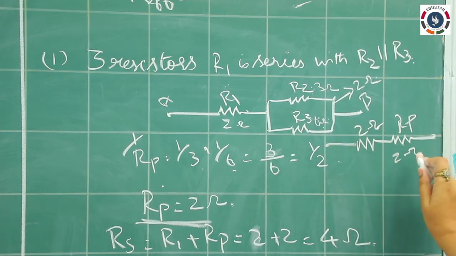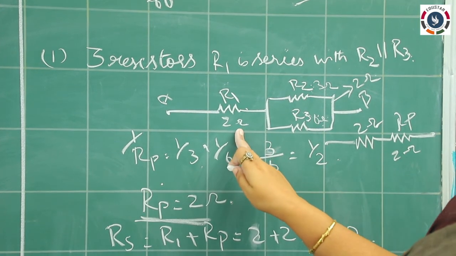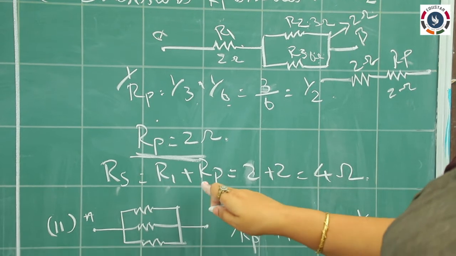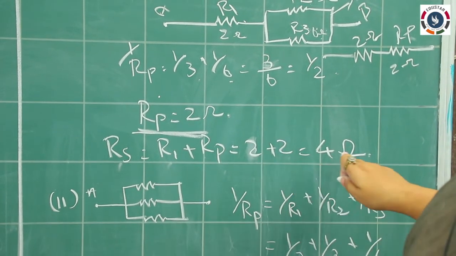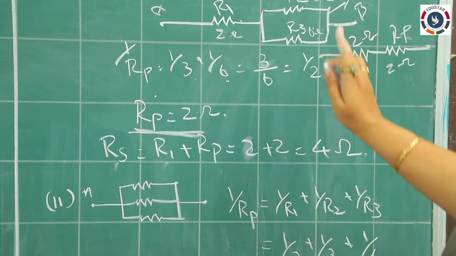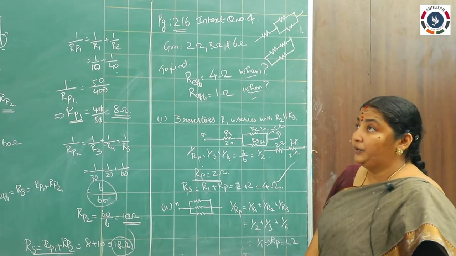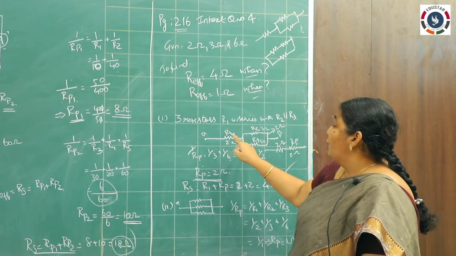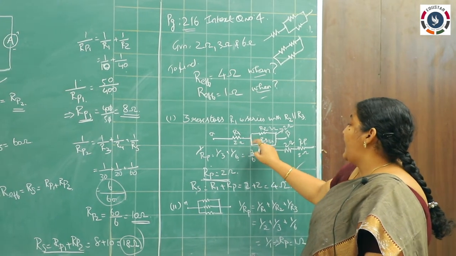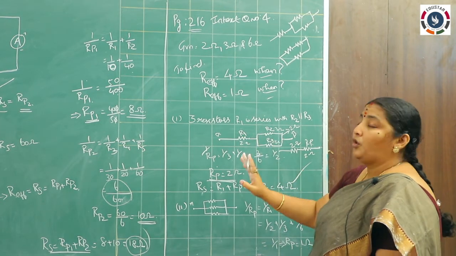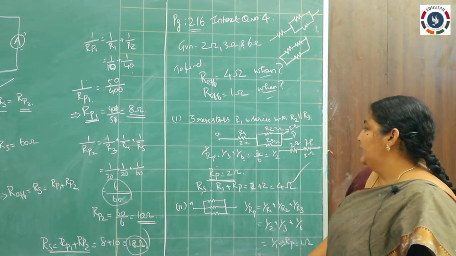So my RP value is 2 ohm. Already I have a 2 ohm resistor in series. So when I add these two, RS is equal to R1 plus RP, which is equal to 2 plus 2, 4 ohms. I got the value of 4 ohm, which is given here. So I will get my R effective as 4 ohm when I connect one resistor in series with the parallel of the other two resistors. That is, R1 is in series with the parallel combination of R2 and R3, right?